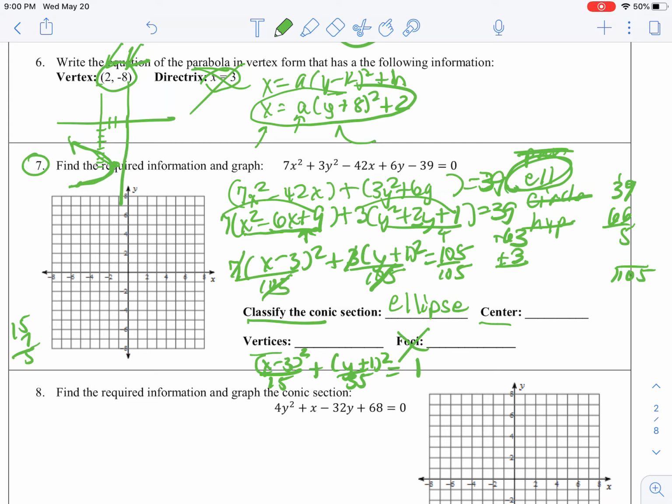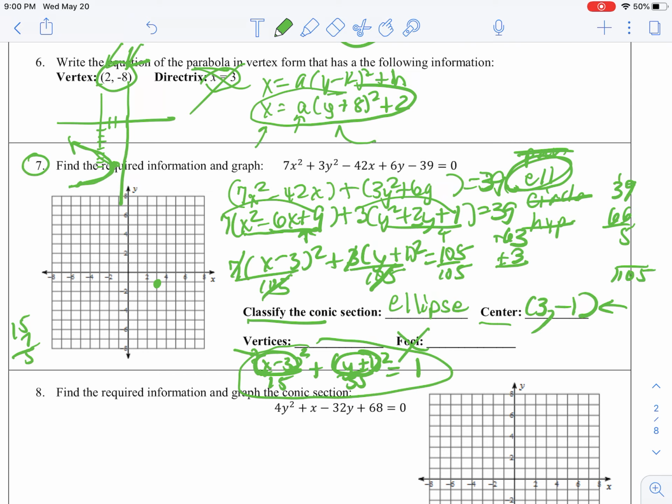All right, now let's see. So this is what I'm looking at right down here. My center is, look at what it's paired with x right here. So my center is 3, negative 1. And now I'm going to graph my center. I always go to my center and then start moving around.